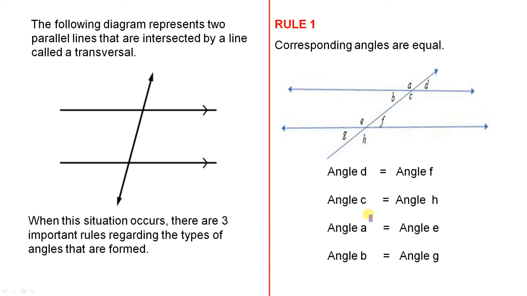Angle A equals angle E. Again, you can see the similarity of the position. So they're both equal and they're called corresponding angles. And angle B equals angle G. It's exactly the same. They're in the same position. They're equal and they're called corresponding angles.